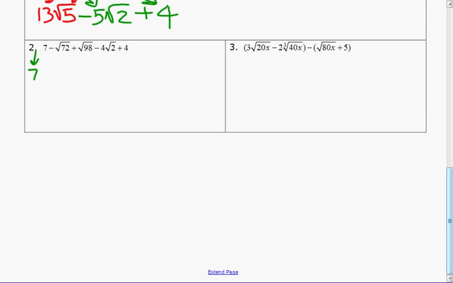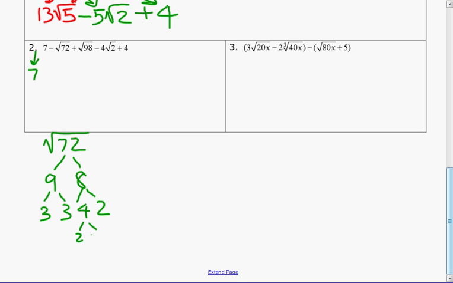Now let's take a look at this negative square root of 72. So we have a square root of 72, and we need to break it down. It breaks down into 9 and 8, for example. There are other options, but I'm just going to break it down to 9 and 8. Now 9 can still be broken down more, into 3 and 3. And 8 can be broken down into 4 and 2. There are other options, but I'm going to break it down to 4 and 2.